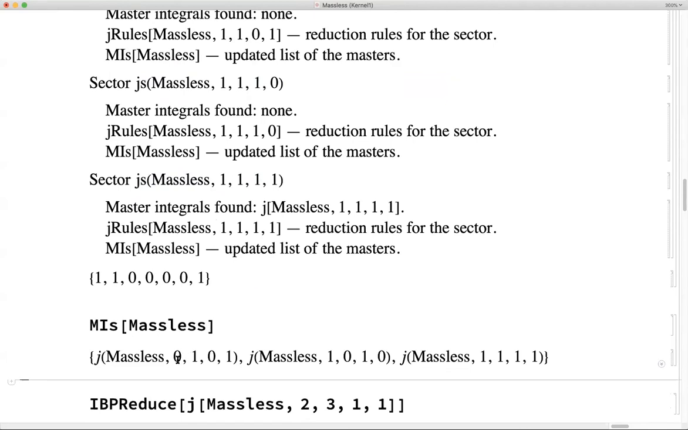One has nu1 equals 0, nu2 equals 1, nu3 equals 0, nu4 equals 1. So it has 2 propagators. It's a bubble. This one has 2 other propagators. It also is a bubble. And this one has all 4 propagators raised to power 1. So that is the box.